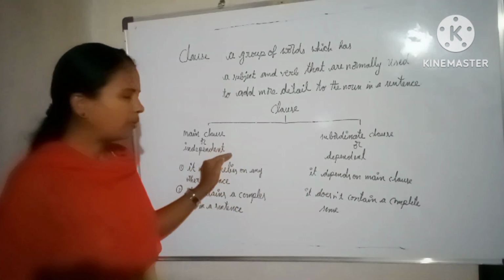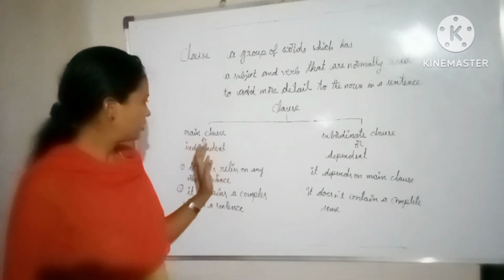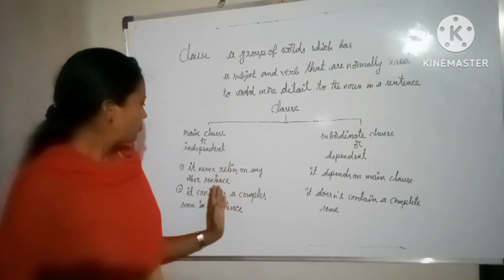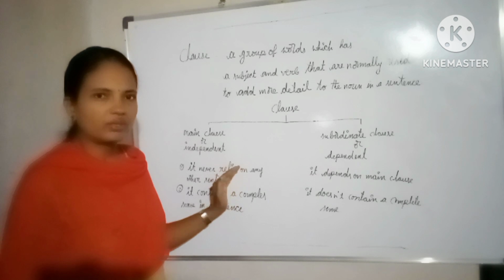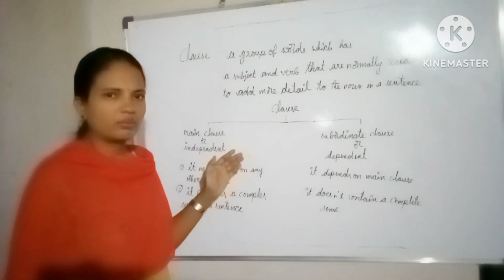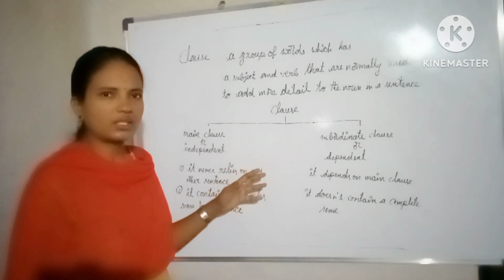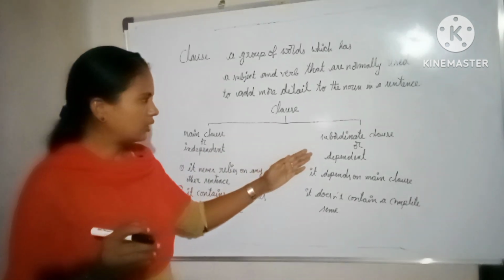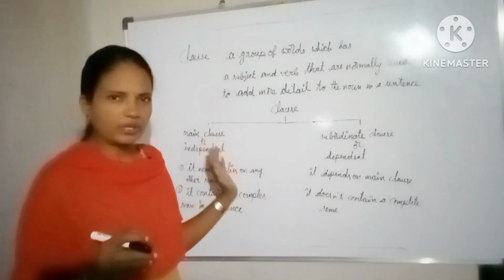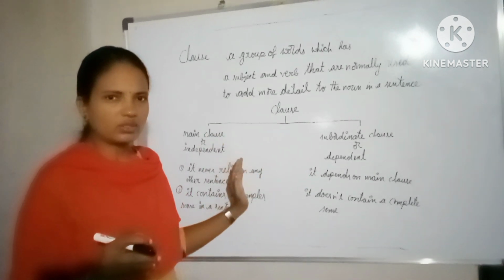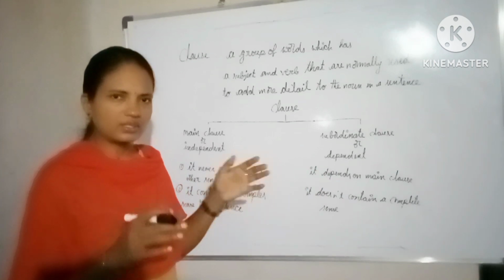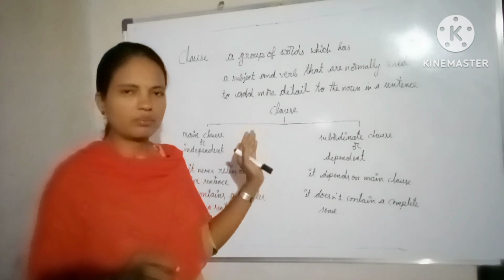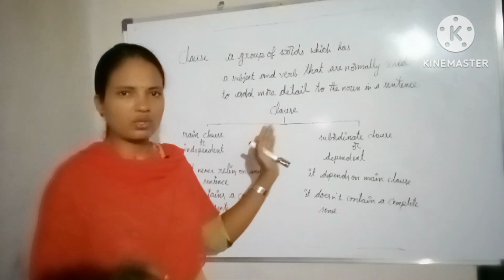So here, independent clause, we can understand according to this title. It never relies on any other sentence. Main clause, so this main clause contains a complete sense on its own. So here subordinate clause, it depends on main clause. It relies on main clause. It doesn't contain a complete sense on its own. So this is the definition of clause, and its types, main clause and subordinate clause.